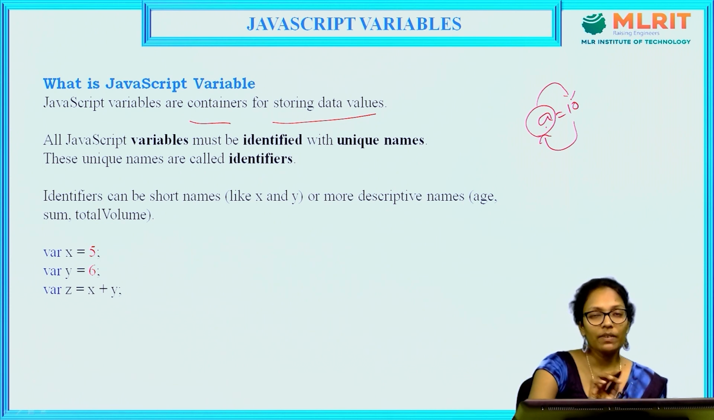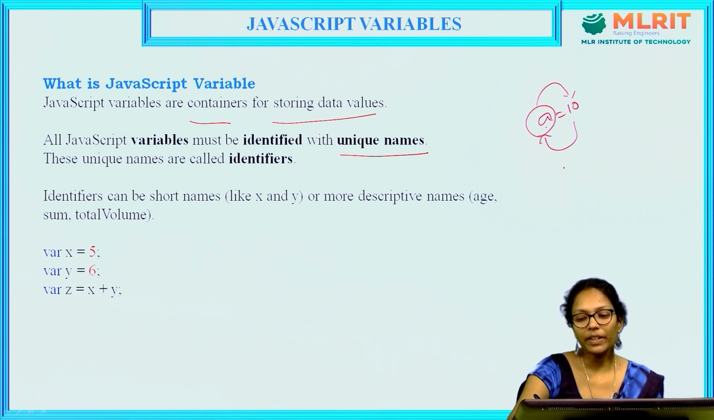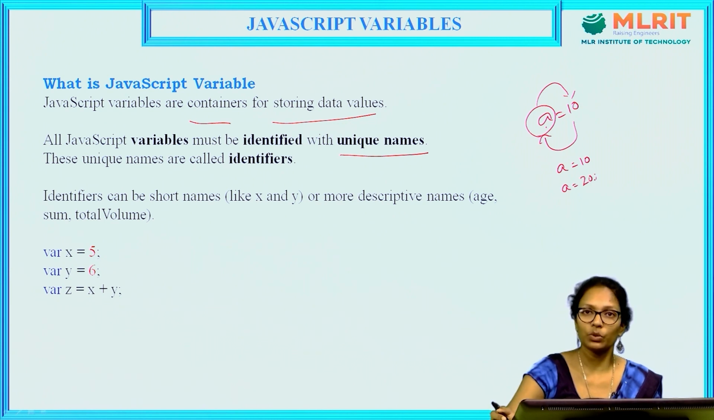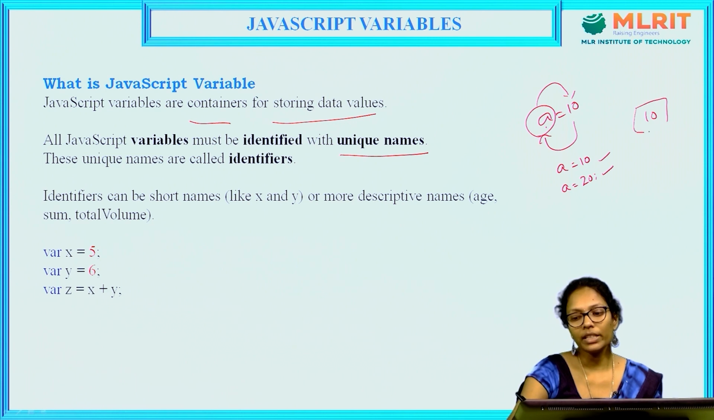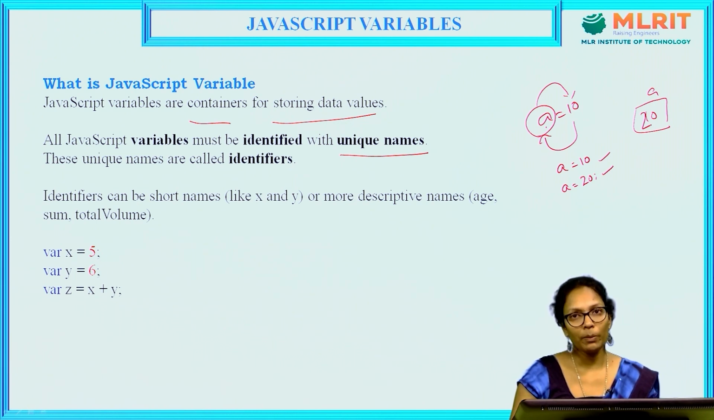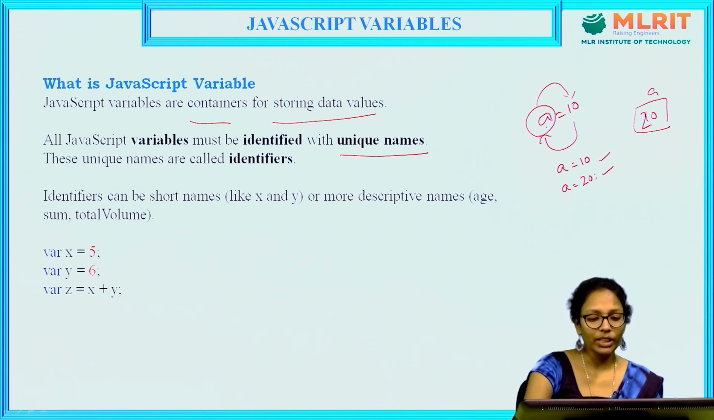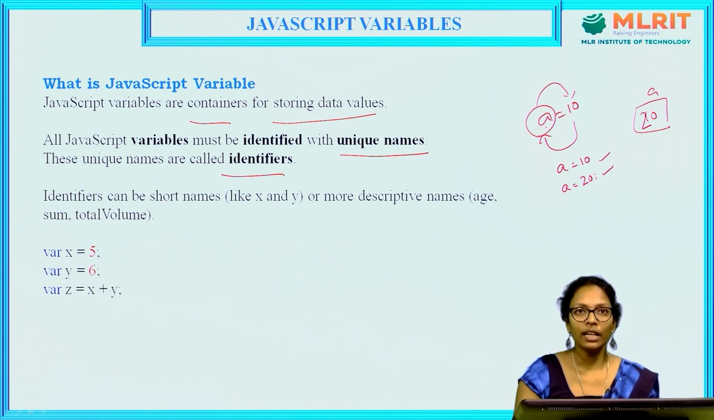Now all JavaScript variables are identified with unique names. For example, if I use a is equal to 10 and I want to use one more variable, at that time you cannot write a is equal to 20. Why? Because we have already used a for some purpose. If I use it again, what happens? It will be overridden. So 10 will be stored in a location. If I write a is equal to 20 again, the same value will be overridden, but it will not create a new memory location for the second a variable. So these variables are also called identifiers.